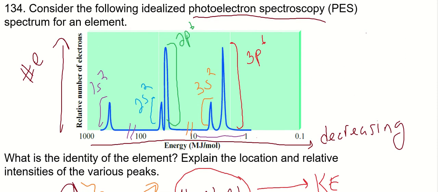So when you read these, oftentimes you're just focusing on the valence electrons to identify what element it is. So again, this is argon.